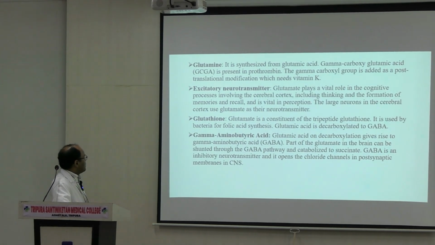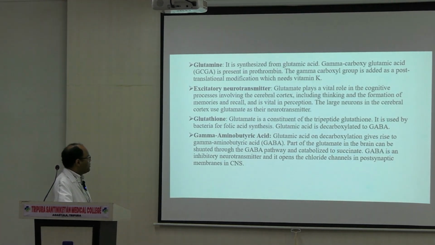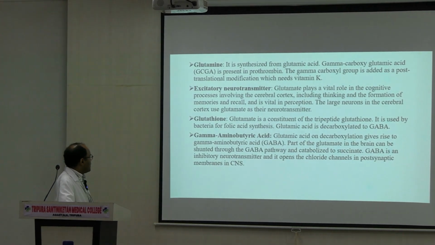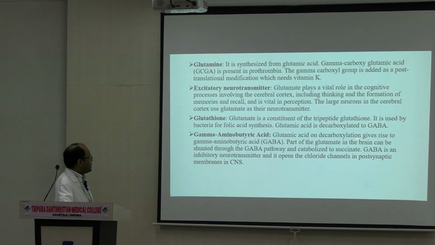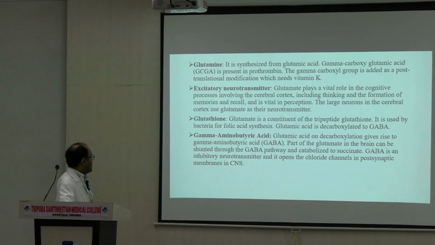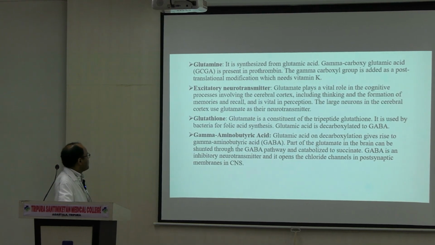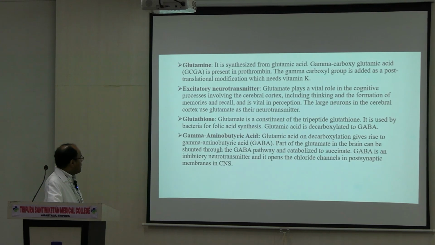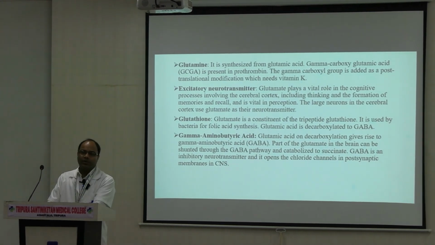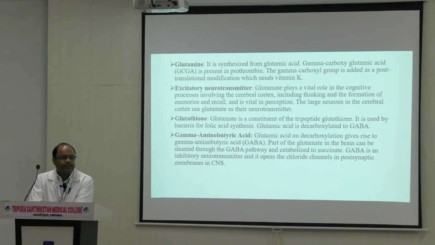Next is glutathione. Glutamate is a constituent of the tripeptide glutathione. It is used by bacteria for folic acid synthesis. Glutamic acid is decarboxylated to GABA. What is GABA? Gamma aminobutyric acid. Part of the glutamate in the brain can be shunted through the GABA pathway and catabolized to succinate. GABA is an inhibitory neurotransmitter and it opens the chloride channel in the post-synaptic membrane in the CNS. So glutamate is an excitatory neurotransmitter and GABA is an inhibitory neurotransmitter. You may read it in your physiology classes. Glutamate and GABA.